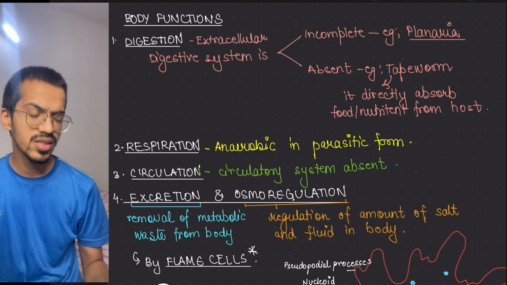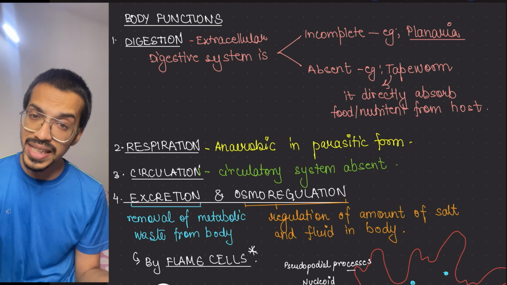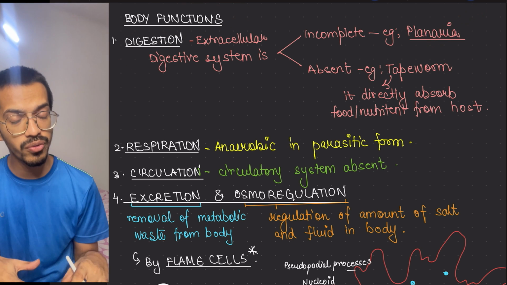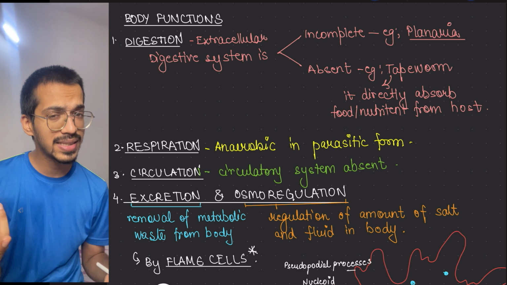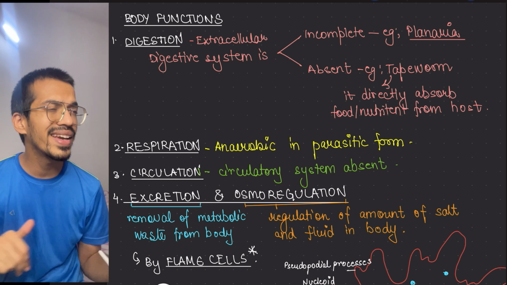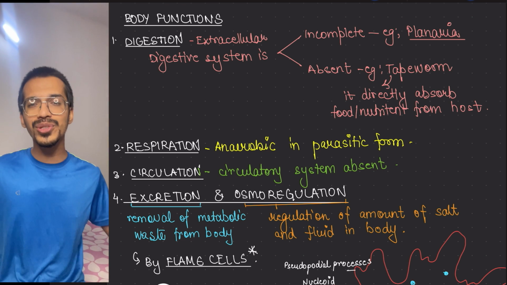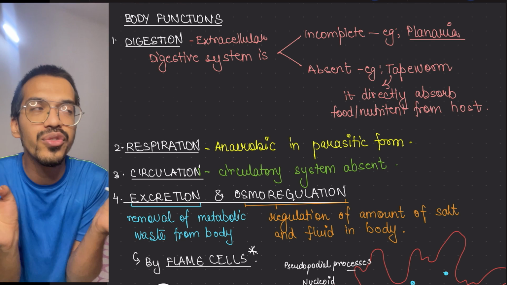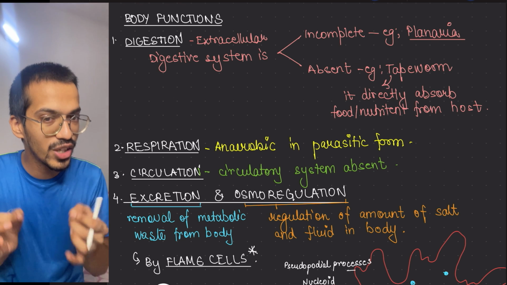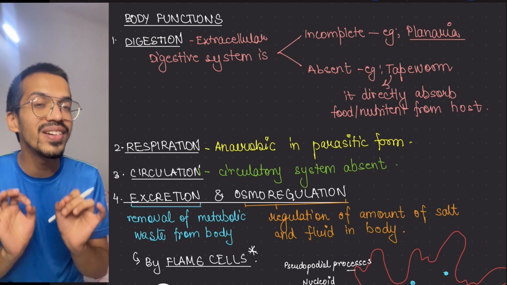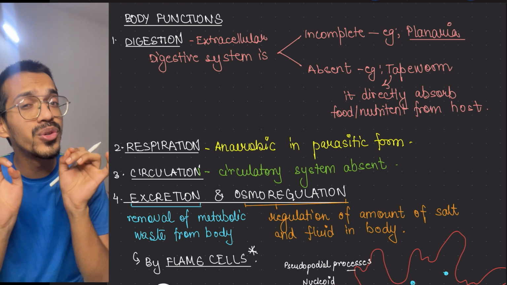A complete digestive system is present in the planaria because it is free living. It has to digest its food on its own. But think about parasites. Parasites live in our body and they think, we don't want to do any work. We want our food. You will give us shelter. You will give us food, and in return, we will give you what? We will give you disease.